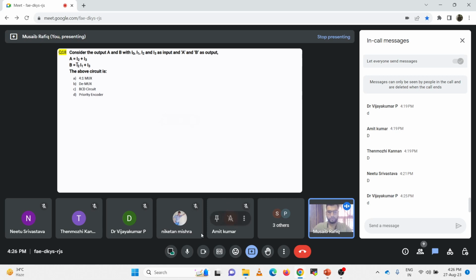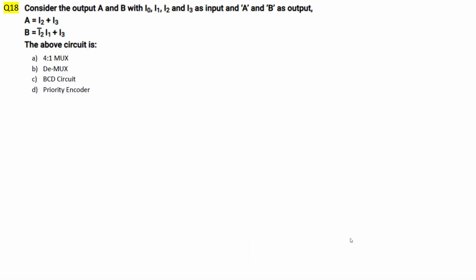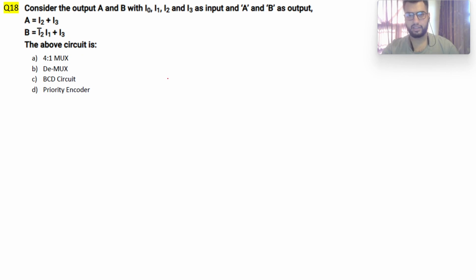Now let me just show you the solution. As some of you have written, this is right, this is a priority encoder. You have seen demux and mux, and just by looking at the expression itself, you can say this is a priority encoder. Now let me show the elaborative solution.